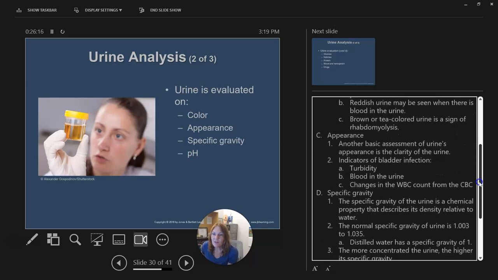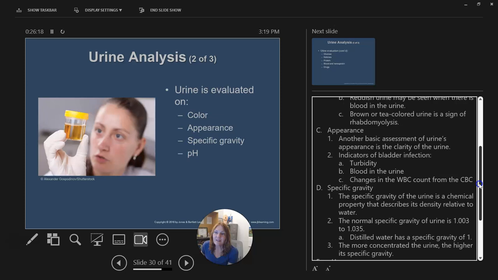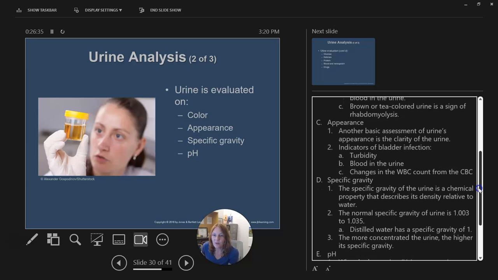So another basic assessment of urine's appearance is the clarity. Is it clear? Are there floaters? Is there blood in the urine? We may have changes in the white blood count from the CBC that pop up if there's a bladder infection that is occurring. And we may see some of those floaters plus blood in that urine sample as well.